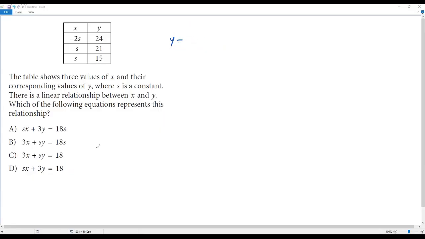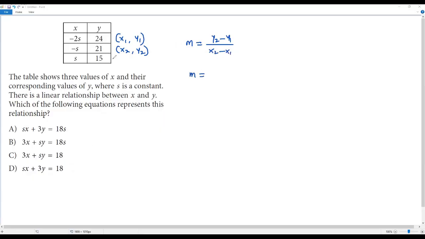Now to get the equation in slope-intercept form, we need the slope and y-intercept. That is the value of m and b. To get the slope, let's consider two points in the table. Let me consider the first point as x1, y1, and the second point as x2, y2. When we know the two points, we have a formula to get the slope of a linear equation. The formula is m equals y2 minus y1 over x2 minus x1.